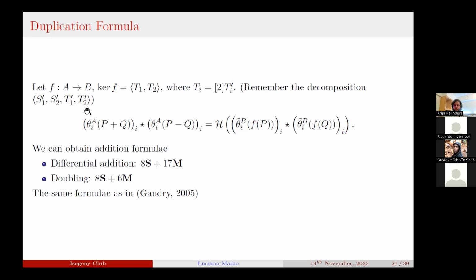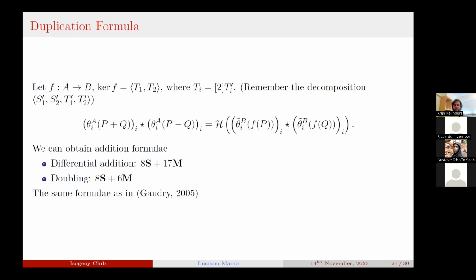And then looking at this isogeny, we have the following relation that we are going to use to obtain other formulae. If we take P and Q two points on A, we have that the theta coordinates of P plus Q, star the theta coordinates of P minus Q, is equal to the Hadamard transform applied to the dual theta coordinates of F(P) star the dual theta coordinates of F(Q). So using this relation here, we can obtain additional formulae.